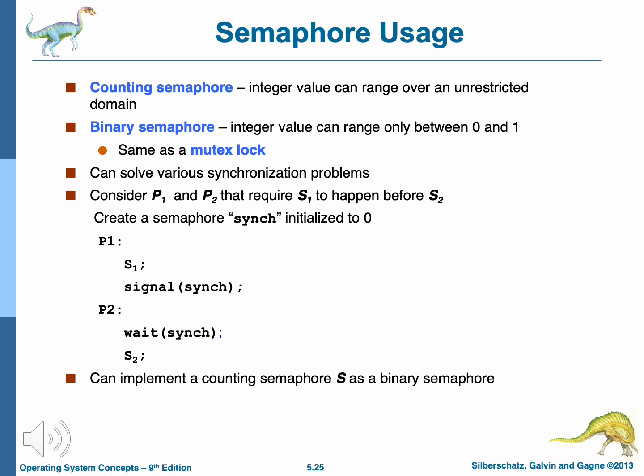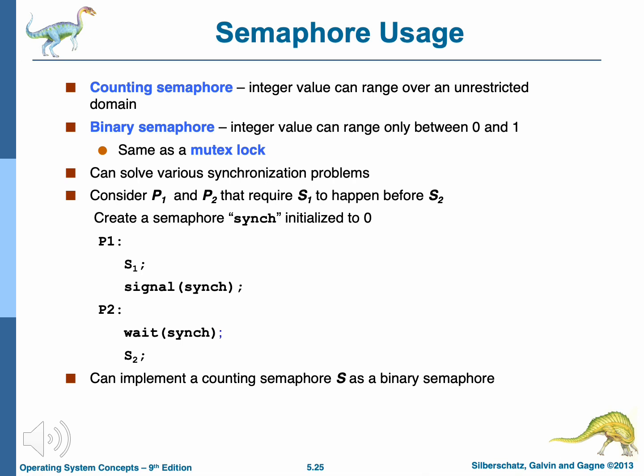Counting semaphores can be used to control access to a given resource consisting of a finite number of instances. The semaphore is initialized to the number of resources available. Each process that wishes to use a resource performs a wait operation on the semaphore, thereby decrementing the count. When a process releases a resource, it performs a signal operation, incrementing the count. When the count for the semaphore goes to 0, all the resources are being used. After that, processes that wish to use a resource will block until the count becomes greater than 0.